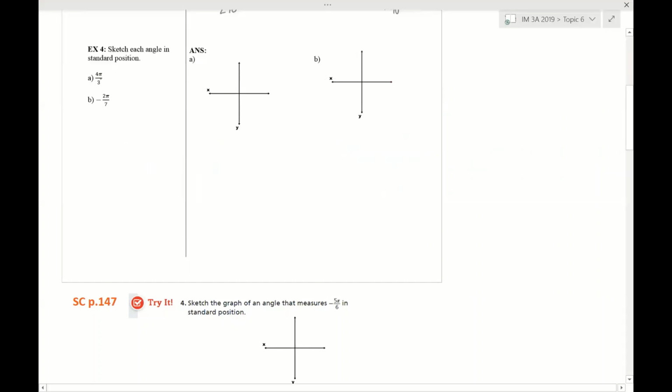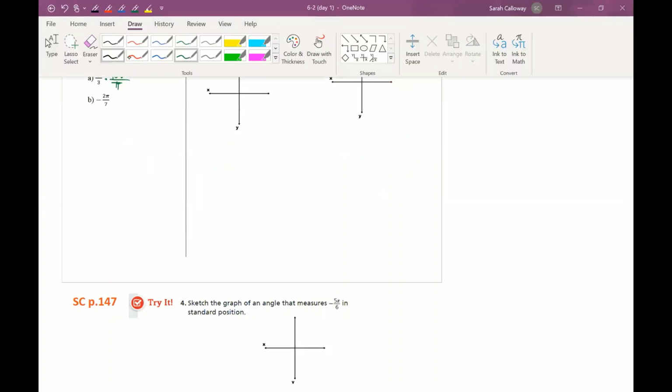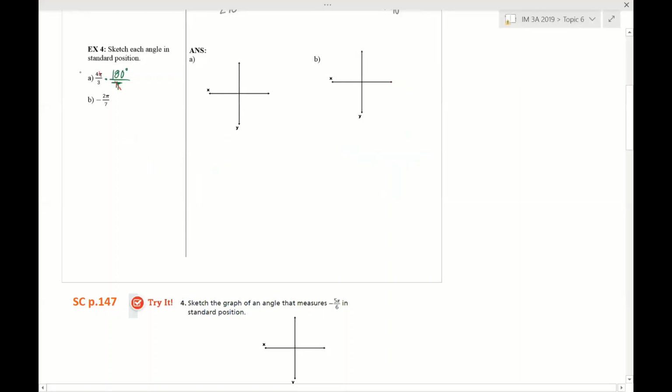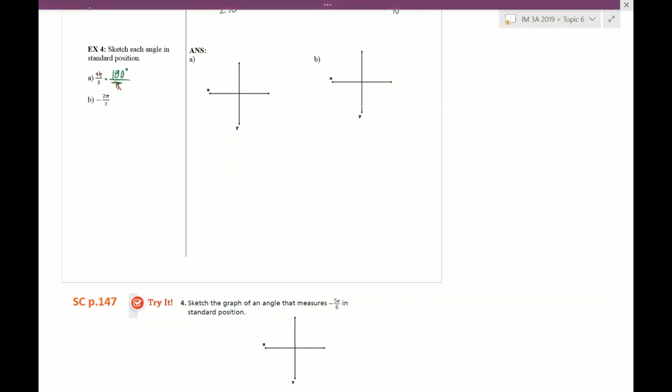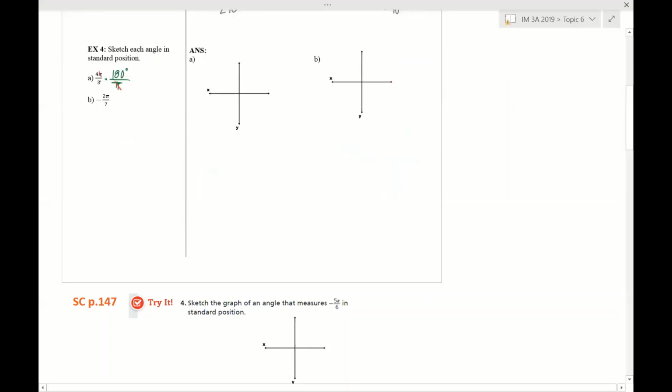So if I'm converting 4 pi over 3 to degrees, I'm going to multiply that by 180 degrees over pi. And remember that the idea is that the pi should reduce away so that we have 4 over 3 times 180. And then I should be able to reduce the 180 with 3. So if I divide 180 by 3, that leaves me with 60. So 4 times 60 is 240 degrees. So that means that 4 pi over 3 is equivalent to 240 degrees.